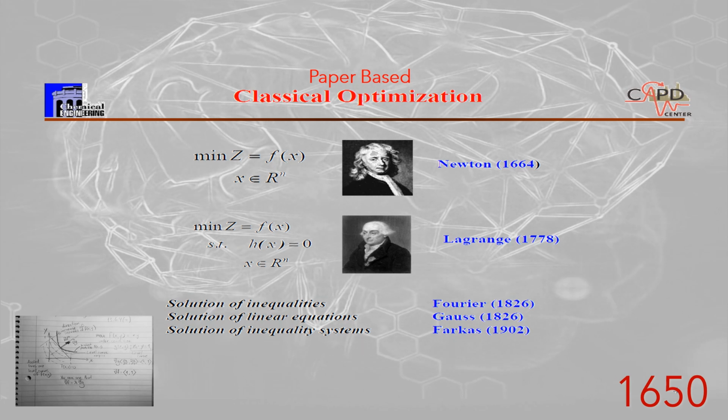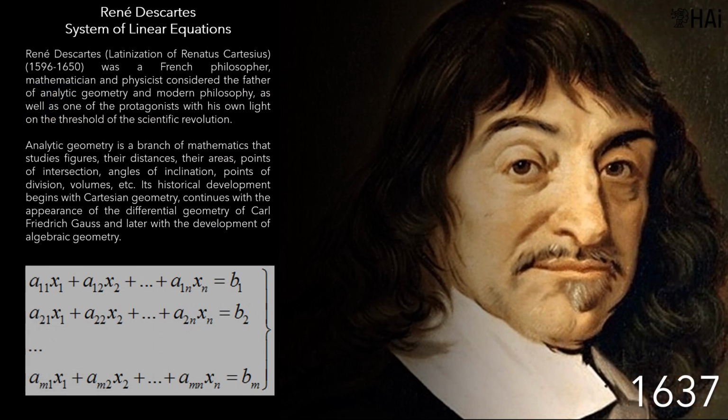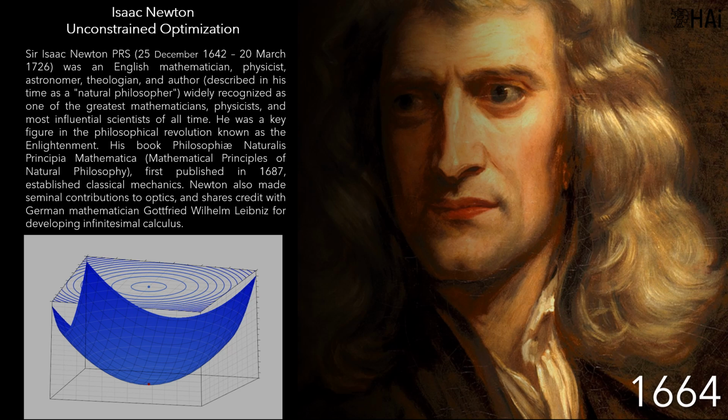based on differential calculus. René Descartes was a French mathematician, physicist and philosopher, considered the father of algebraic and differential geometry. Sir Isaac Newton was an English mathematician, physicist, astronomer, and theologian, widely recognized as one of the greatest and most influential scientists of all time. He was a key figure in the philosophical revolution known as the Enlightenment. Newton made seminal contributions to optics, and shares credit with German mathematician Gottfried Wilhelm Leibniz for developing infinitesimal calculus.